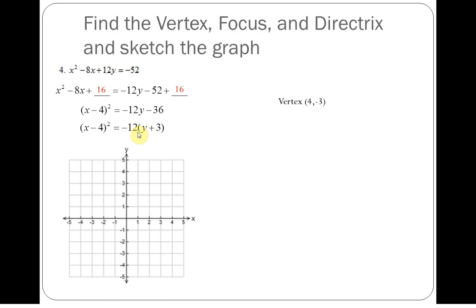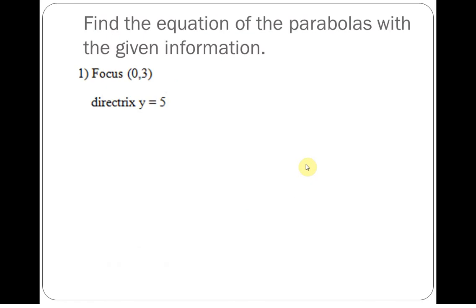All right. Vertex time. Vertex 4, negative 3. The p-value, you can find that easily. Notice that I didn't pay attention to the negative with my p-value. That's because it's a distance. Plot my vertex. This is x squared, but it's negative, so it's going down. That means I'm 3 down, 3 up, down for the focus, up for the directrix. Identify both. There you go.